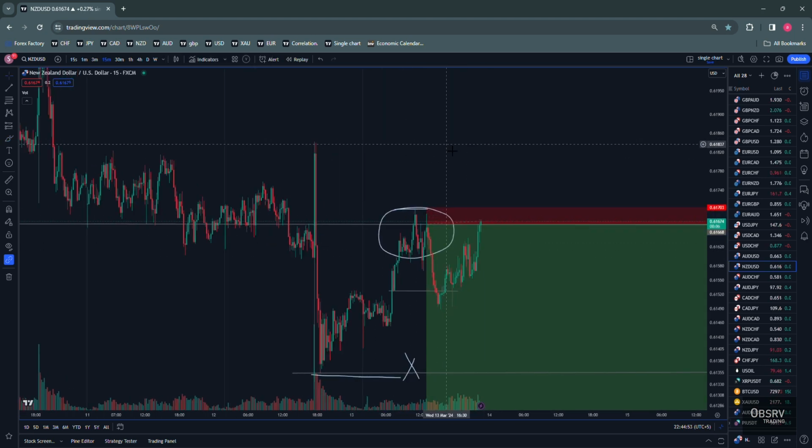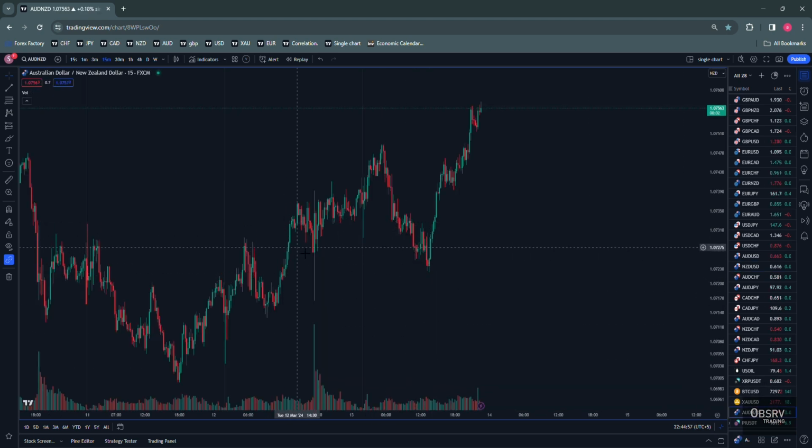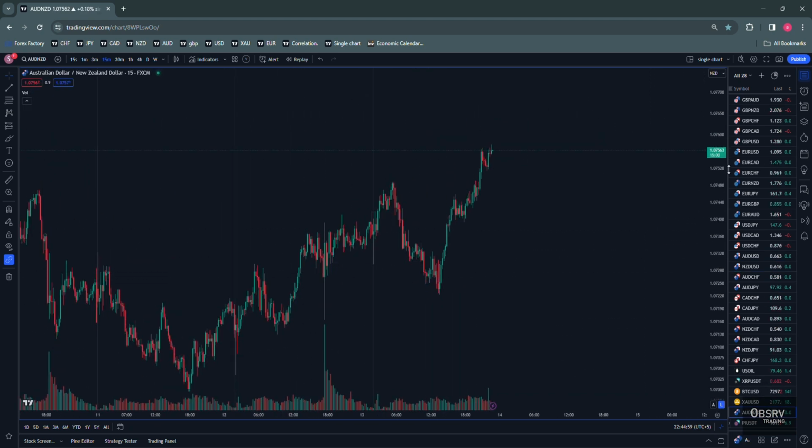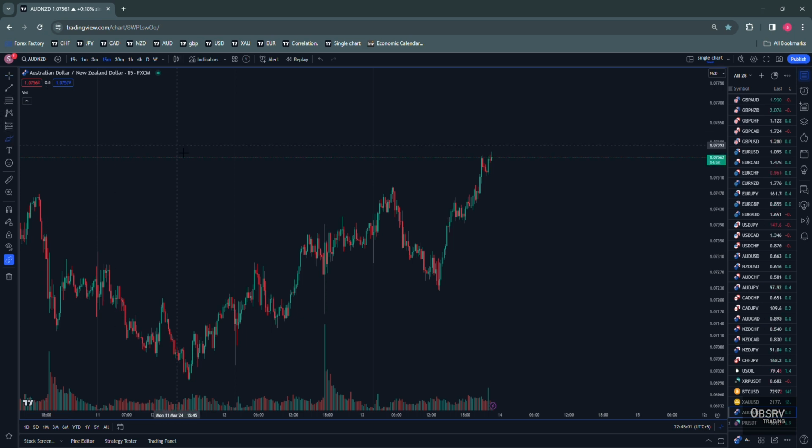But of course, Kiwi was weaker than Aussie. The only reason I go to this chart, Australian dollar, New Zealand dollar, is to figure out which one of these is weaker, if I am to trade any one of them. You can clearly see on this chart that Aussie is stronger than Kiwi. That is why I chose Kiwi dollar over Aussie dollar.